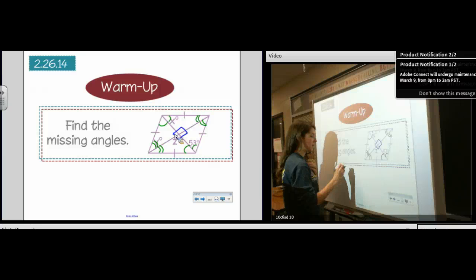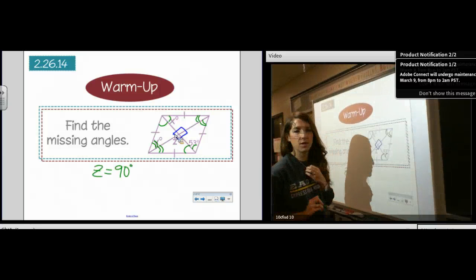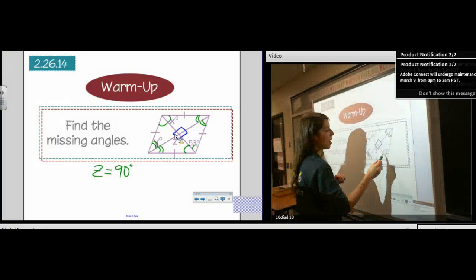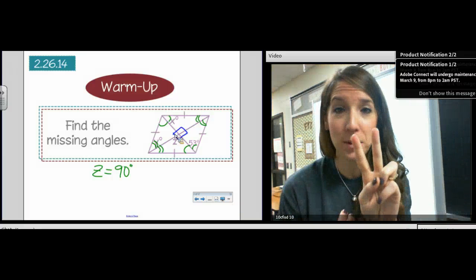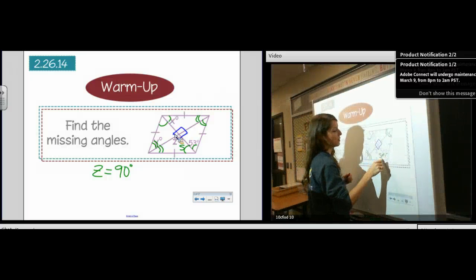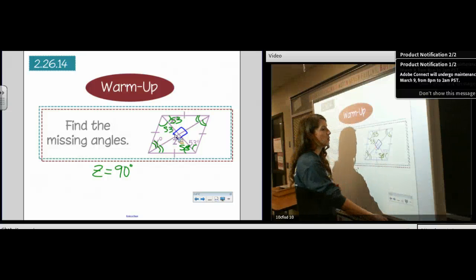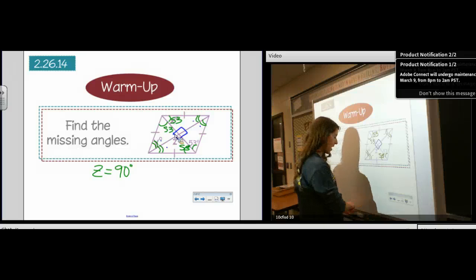So Z, we totally all agree that angle Z is 90 because the diagonals are perpendicular. And then how a rhombus works is after you have the 90 degrees, there's only 2 angles left. Only 2 different numbers left. So we've got 53, 53, 53, 53. And then how are we going to find what these angles are? We've got a couple of different options.